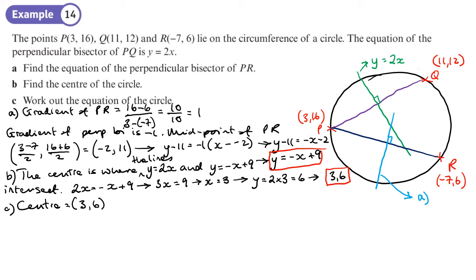Now the radius is the distance from the centre to any point on the circumference. So we need to find either the distance from here to this point 3, 16, or from that point to negative 7, 6, or from this point to 11, 12. We can use any one of those points. Now I'm going to use the point P simply because I just feel like doing it. There's no other reason really, but you can choose any one.